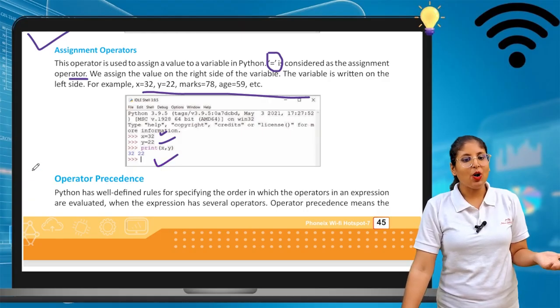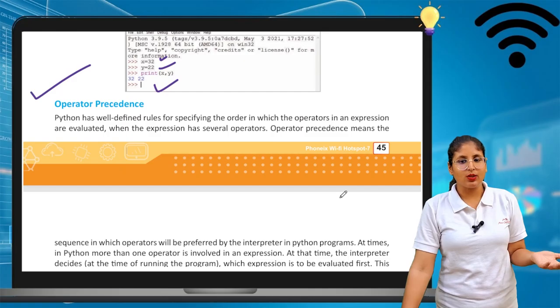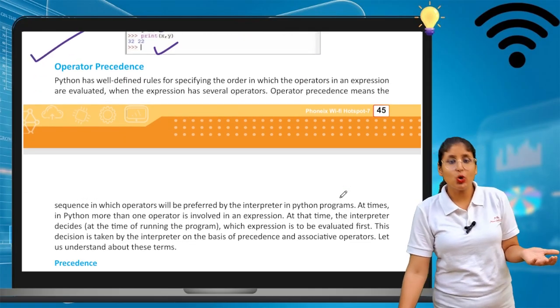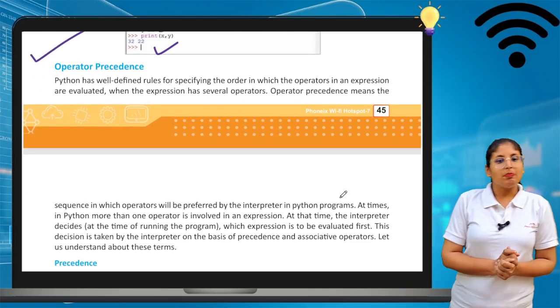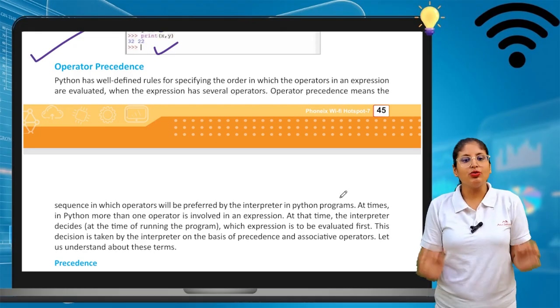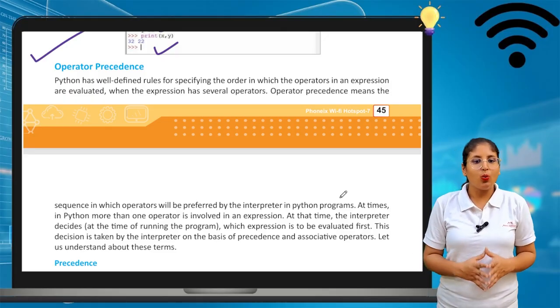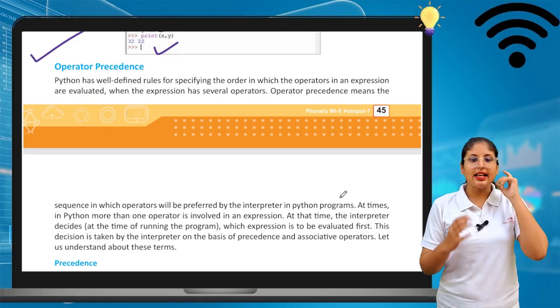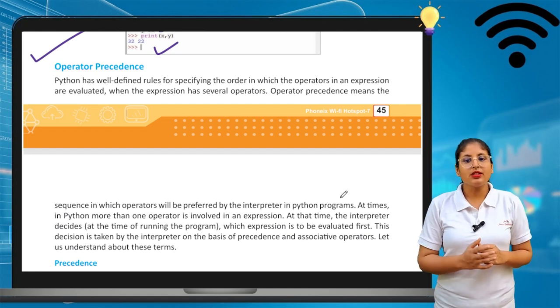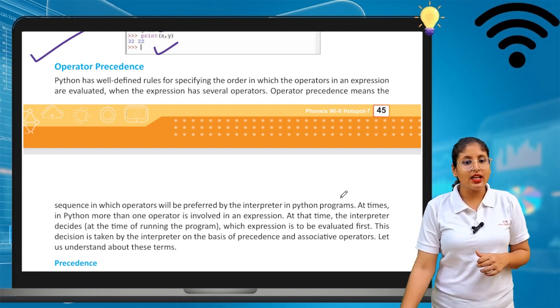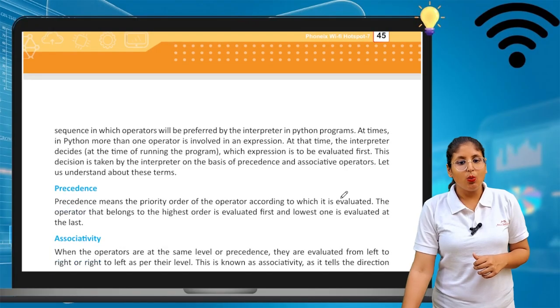Now we will see operator precedence. What does operator precedence do? Let's see. Python has well-defined rules for specifying the order in which the operators in an expression are evaluated, when the expression has several operators. Operator precedence means the sequence in which operators are preferred by the interpreter in Python programming. It's a sequence, and in this we will see about the sequence.